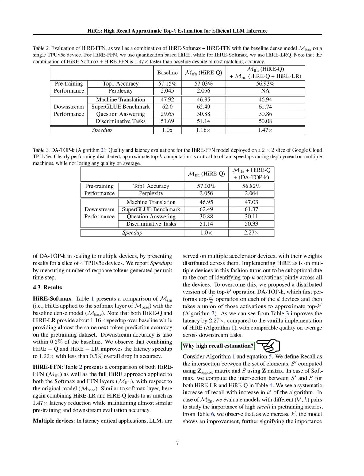We also delve into why high recall estimation is important. By defining recall as the intersection between the set of elements computed using the approximate matrix and the original matrix, we observed a systematic increase in recall with an increase in K for both higher LR and higher Q. This trend is also evident in the FFN model, where evaluating different K and K pairs shows that higher recall correlates with improved pre-training metrics.